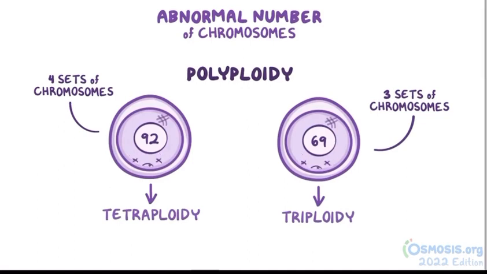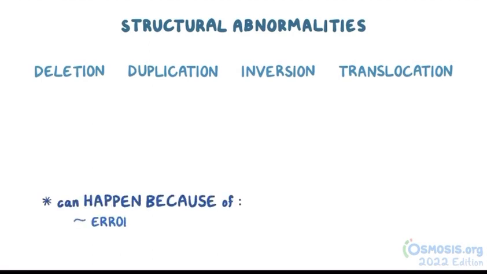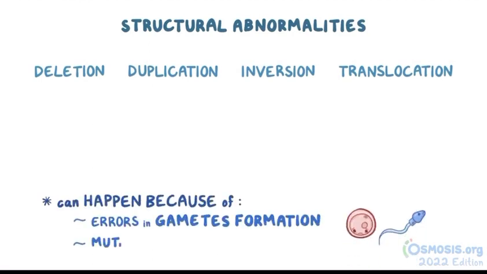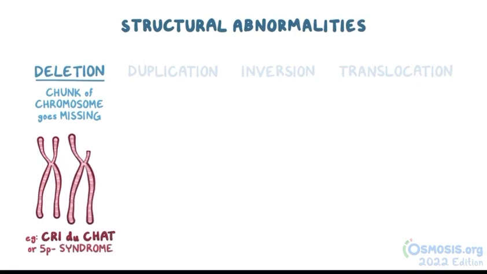And finally, let's look at structural abnormalities in chromosomes, like a deletion, duplication, inversion, or translocation. These can happen because of errors in gamete formation or because of mutagens like radiation. Deletions are pretty straightforward. Basically, a whole chunk of the chromosome goes missing. An example is a syndrome called Cri-du-Chat, or 5p- syndrome, which is when there's a deletion on the short arm of chromosome 5.